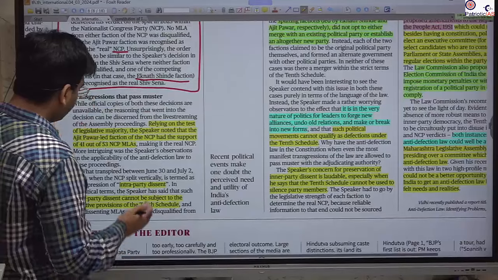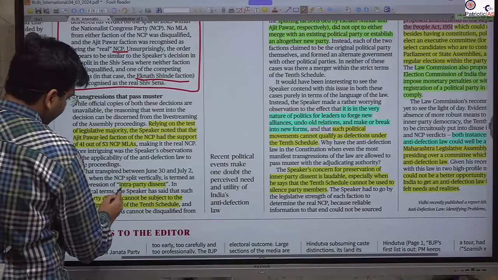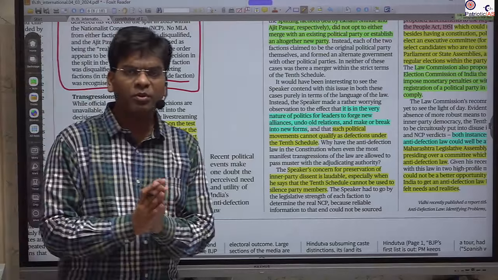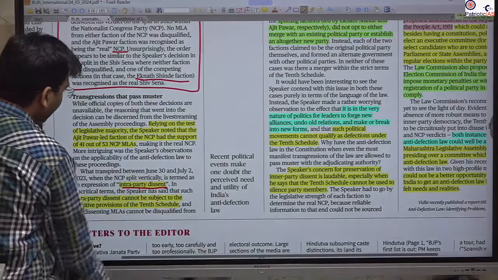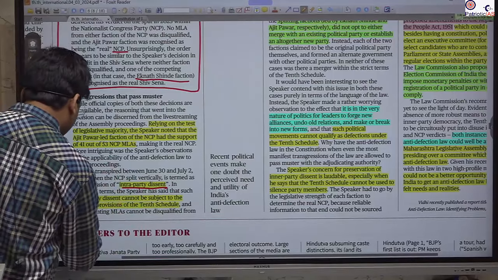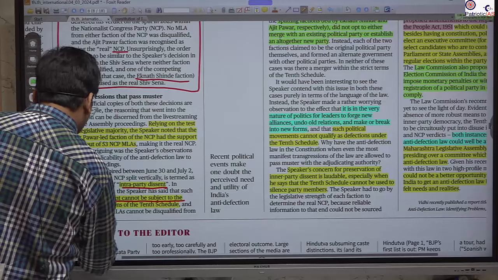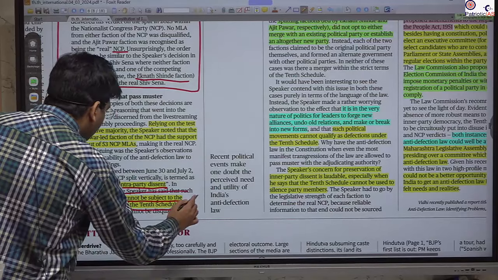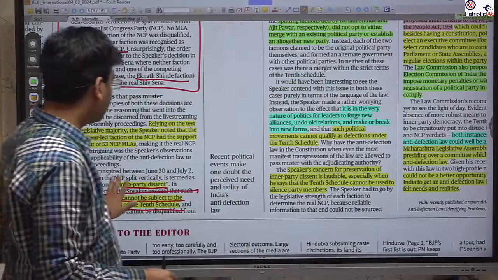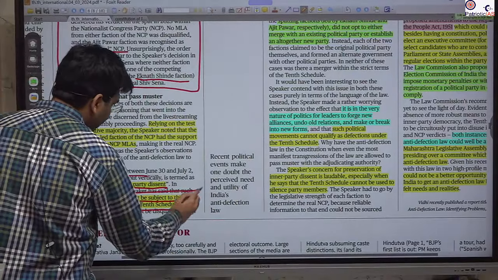Okay, the way the speaker has defined that inter-party dissent is the need of the hour, there is a natural tendency in the political system. The speaker itself has taken the stand that this inter-party dissent cannot be subject to the punitive provision of the 10th Schedule. So all the motive behind the creation of this law becomes dysfunctional if you have taken this stand.